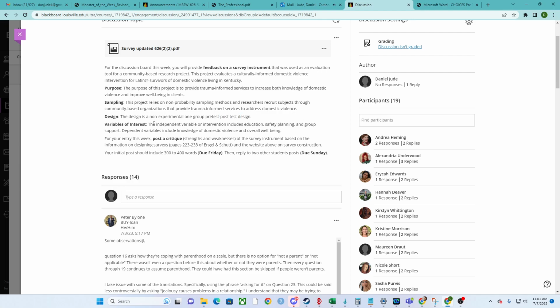So, variables of interest: the independent variable, the intervention, includes education. So now we know it's a pre-test, post-test design. The intervention is what happens in between pre-test and post-test, much like your A/B designs that you're doing. Interventions will be education, safety planning, and group support. And of course, the dependent variables are domestic violence and overall well-being. And you are to pose strengths and weaknesses based on Engel and Schutt on the survey construction.